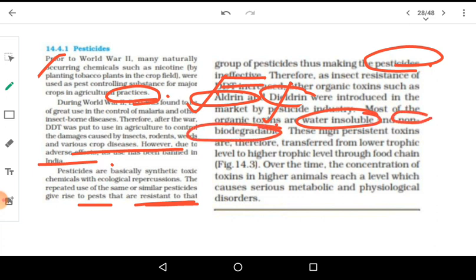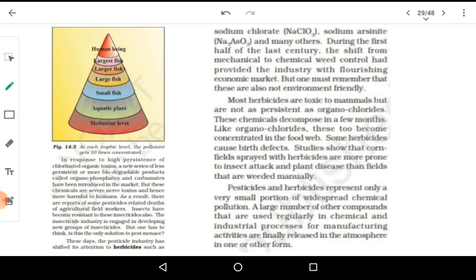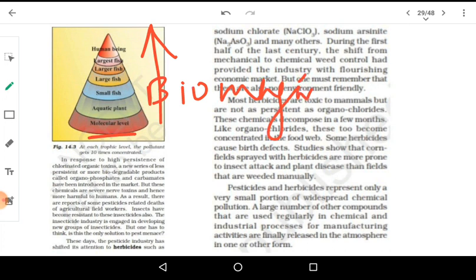The highly persistent toxins are therefore transferred from the lower trophic level to the higher trophic level in the food chain, and this is known as biological magnification. At the lower level, the toxicity is very less, but as we move to the higher trophic level, the toxicity increases. This is known as biological magnification, also known as biomagnification.